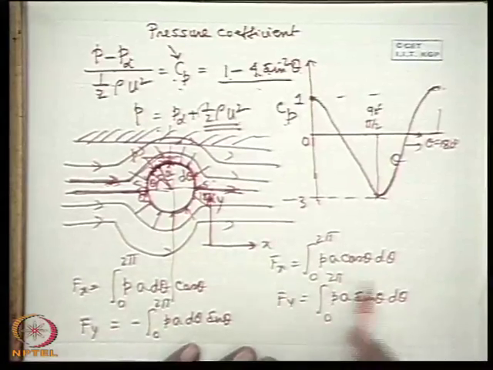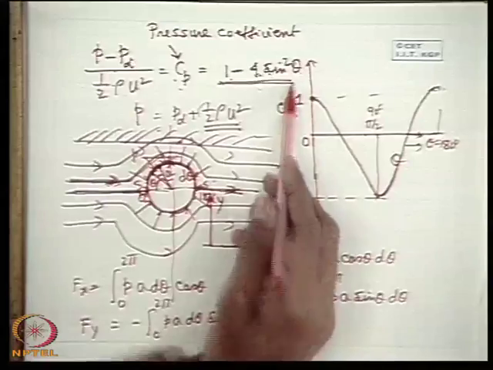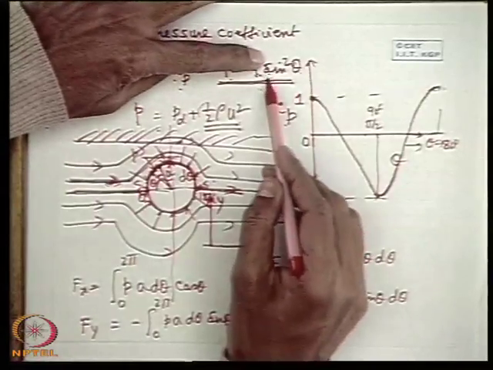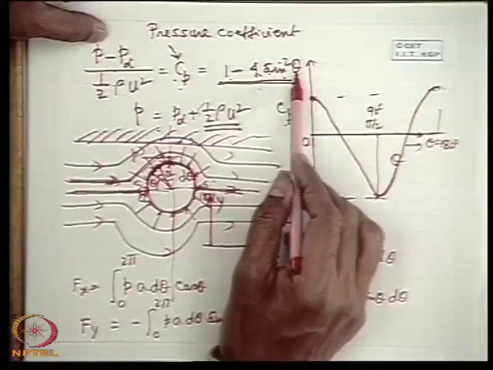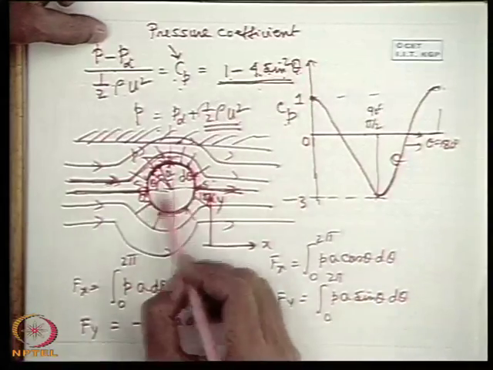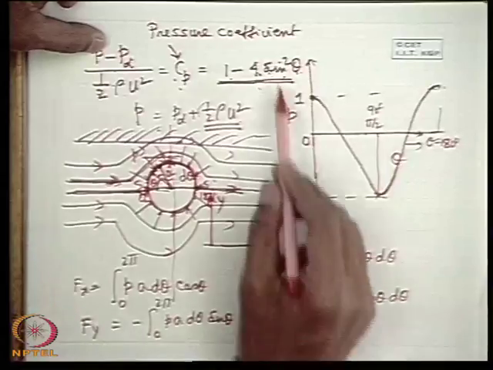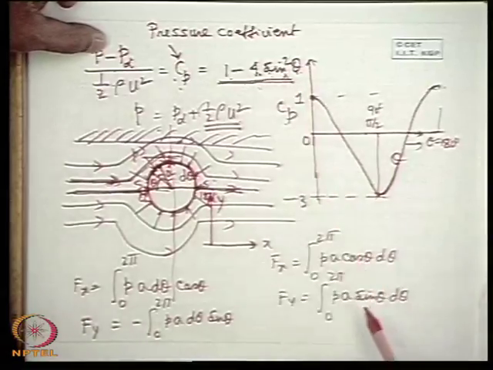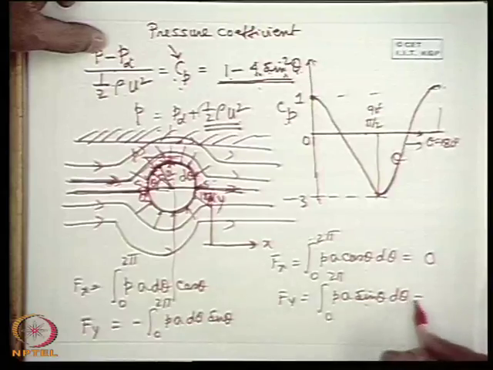Now you see, if the pressure involves a function like this, it is an even function of theta, so this is independent of the sign of theta. So therefore the pressure variation is symmetric about this axis. Now if we multiply this function with cos theta and sin theta, and integrate from 0 to 2 pi in both the cases, you will get 0.